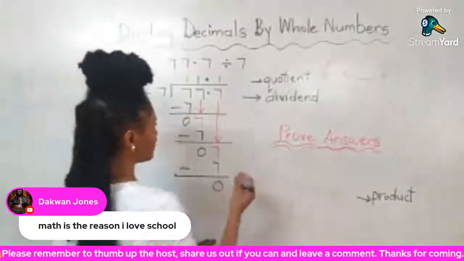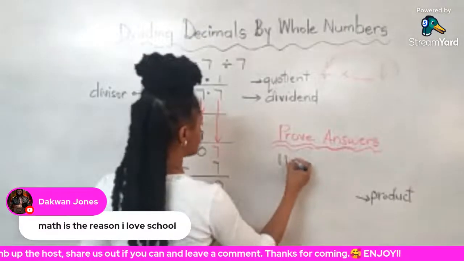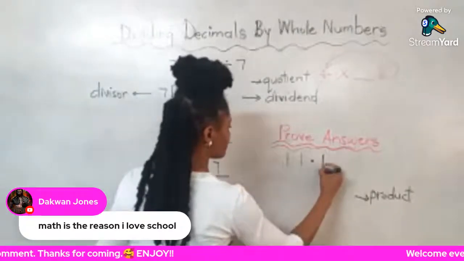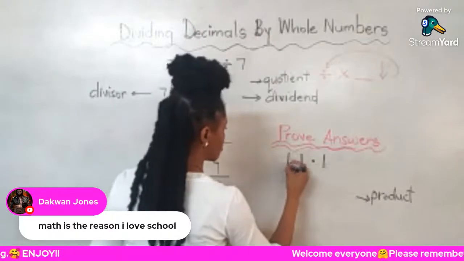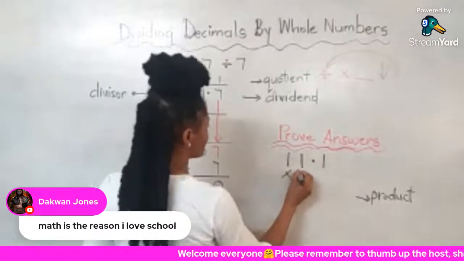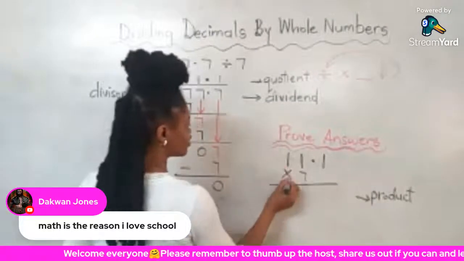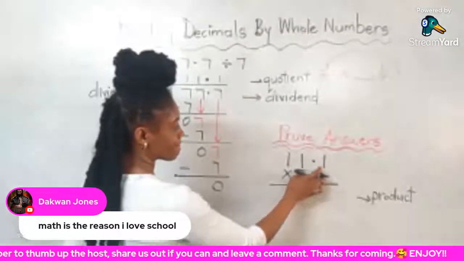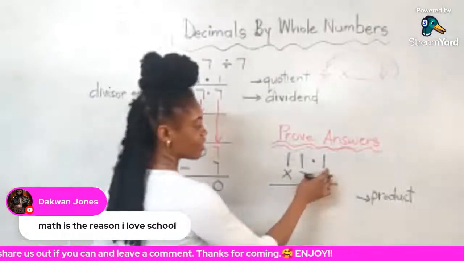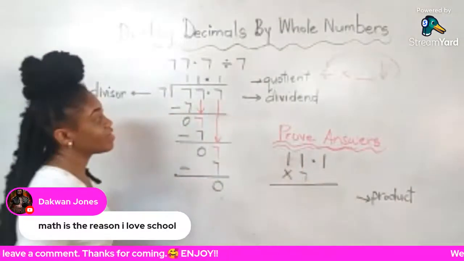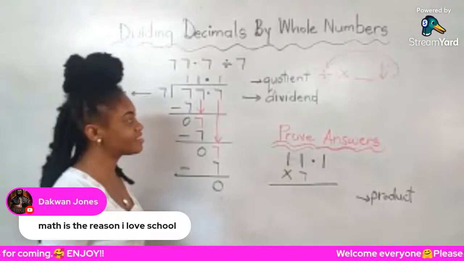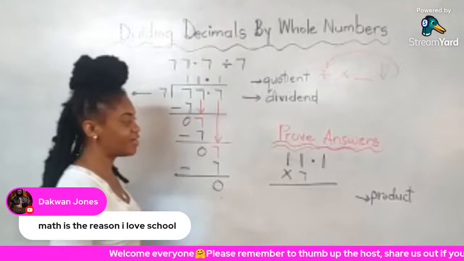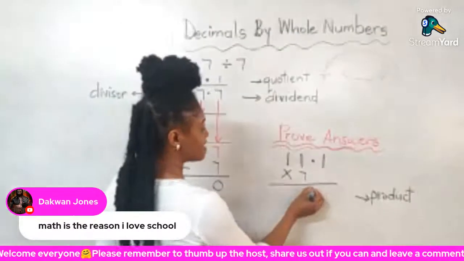Let's check to see if it is correct. 11 point, let me space them. 11.1. Remember now, that's 11.1. And of course, we're multiplying by 7. First, you check to see if your quotient is correct by doing this simple multiplication. So now, put my decimal place down.